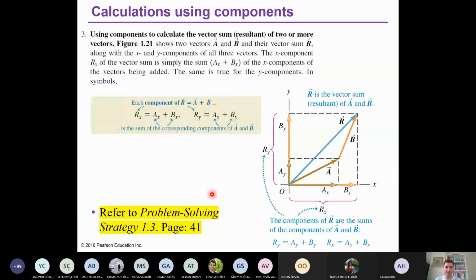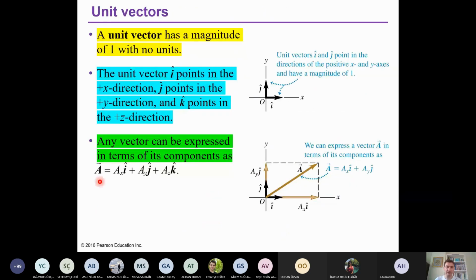A vector here you have. This is Ax component, Ay component. But if you would like to have a vector along the x-axis, you have to multiply this Ax with the unit vector along the positive x direction. Okay, so I can write this A vector like this: Ax times i, unit vector along the positive x direction, plus Ay times j, unit vector along the positive y direction.